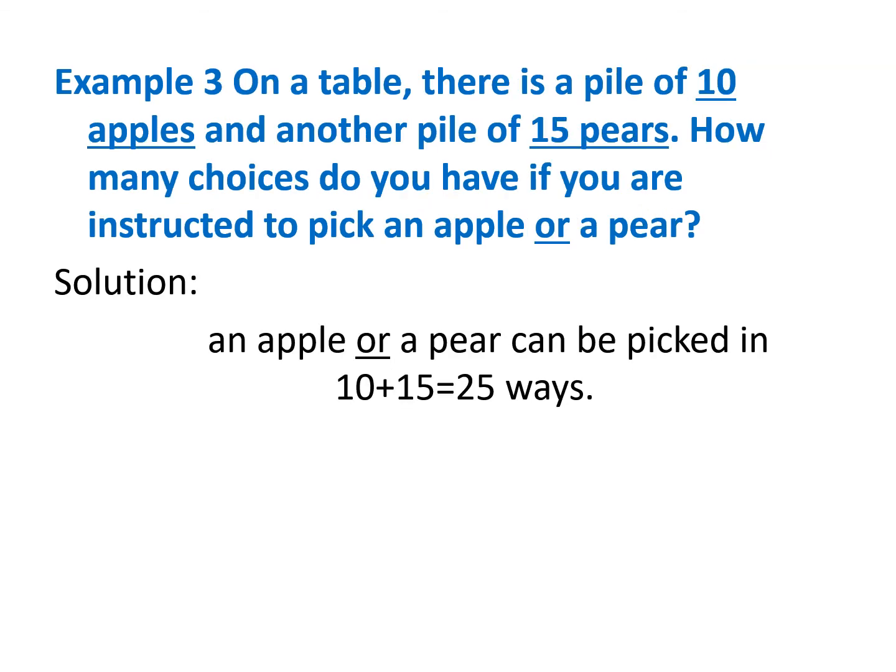Next is, on a table there is a pile of 10 apples and another pile of 15 pears. How many choices do you have if you are instructed to pick an apple or a pear? So there is no relation between apple or pear, so any fruit can be picked. So 10 plus 15, which is equal to 25 ways for picking up the fruit.